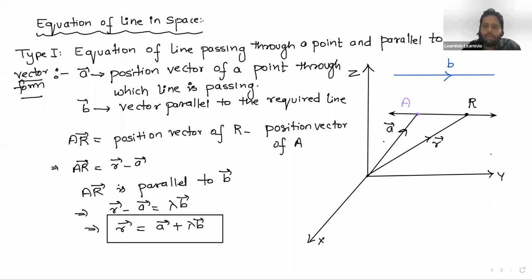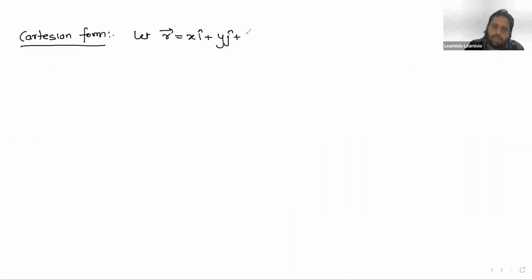Okay, very good. Now we will check the Cartesian form. Now let R be equal to whatever vectors we are using here. Let R is equal to x i cap plus y j cap plus z k cap. Point A is given, so we will write the point x1 i cap, y1 j cap, z1 k cap. The point is given, that's why we are writing x1, y1, z1.